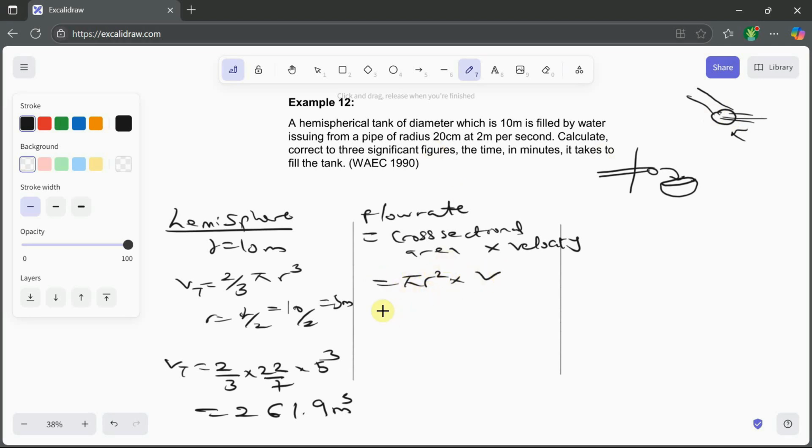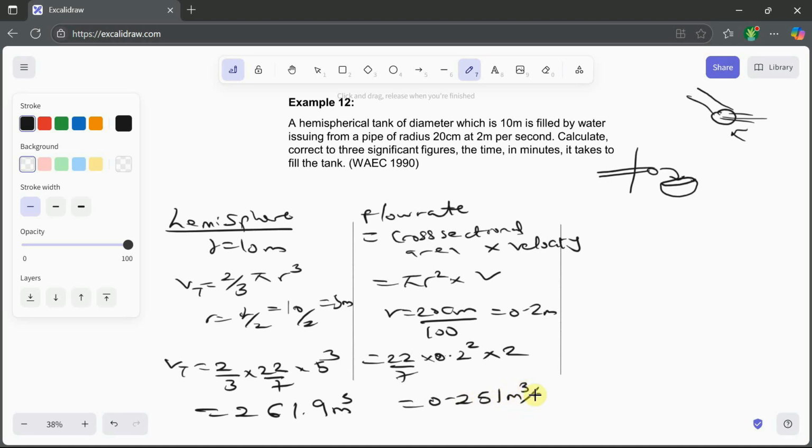Our r is 20 centimeters. We have to convert it to meters because we're dealing with meters, so we divide by 100. This gives us 0.2 meters. So that will be 22 over 7 times 0.2 all squared, multiplied by the velocity. Velocity is 2. So this is 22 times 0.2 squared times 2 divided by 7. And our flow rate is 0.251 meter cubed per second. So this is what you need to know.